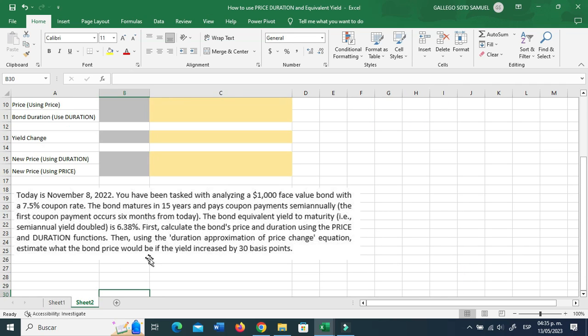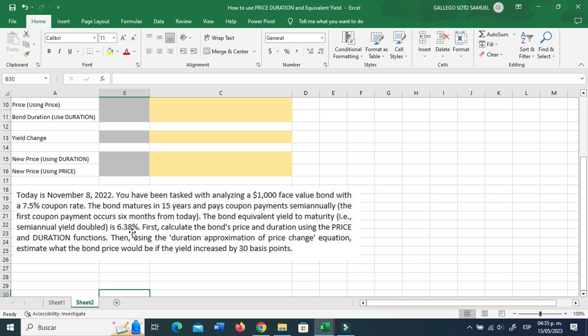Okay, now for the next one, we can say that today is November 8, 2022. You have been asked to analyze a $1,000 face value bond with a 7.5% coupon rate. The bond matures in 15 years and pays coupon payments semi-annually. The first coupon payment occurs 6 months from today. The bond equivalent yield to maturity, as in semi-annual yield doubled, is 6.38%.